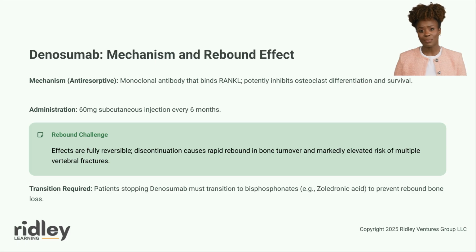The rebound phenomenon appears related to the persistence of osteoclast precursors that are not eliminated by RANKL inhibition. These precursors rapidly differentiate into active osteoclasts when Denosumab effect wanes. Consequently, patients discontinuing Denosumab require transition to bisphosphonate therapy to prevent rebound bone loss and fractures. Zoledronic acid administered 6 months after the last Denosumab dose represents the most commonly recommended approach. This transition requirement has important implications for patient selection and counseling, as Denosumab effectively commits patients to long-term anti-resorptive therapy.